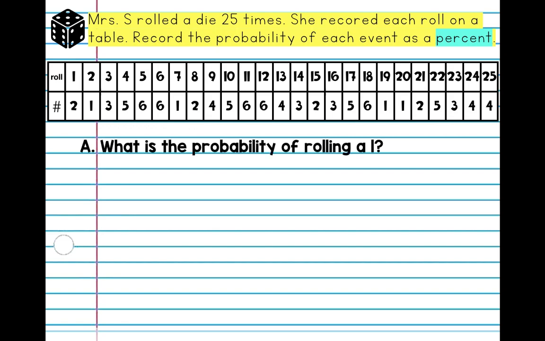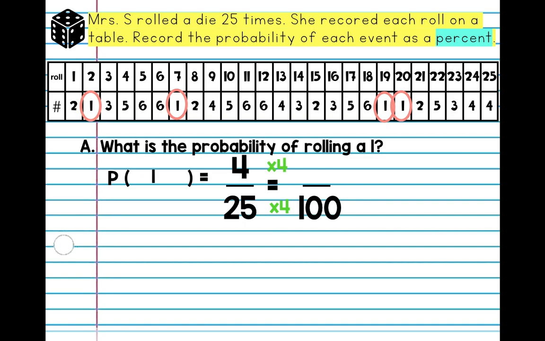It says, what is the probability of rolling a 1? You just have to plug in what we know. So P of 1 equals, and then we're going to count how many 1s there are. 1, 2, 3, 4. Again, your denominator is going to be 25. So we counted 4, and we have 4 over 25 equals blank over 100. Just like money, how many quarters are in a dollar? We know there's 4. So 25 times 4, and do the same thing on top. I have a 16% chance of getting 1. All right, pretty simple, right?